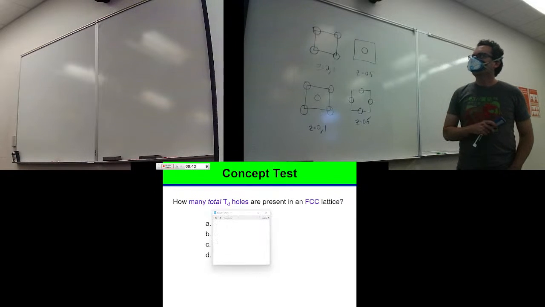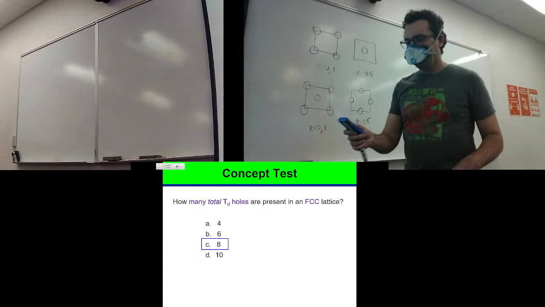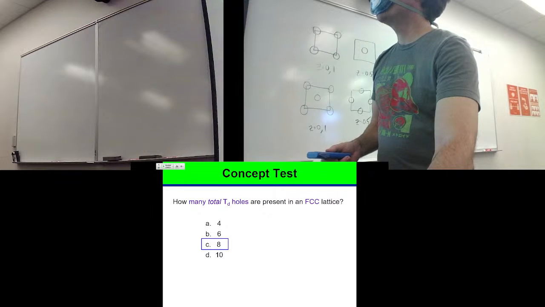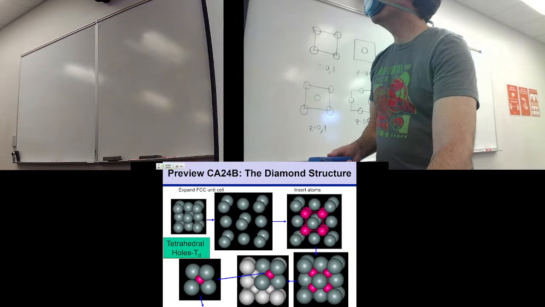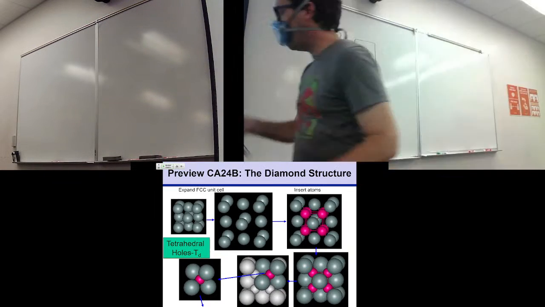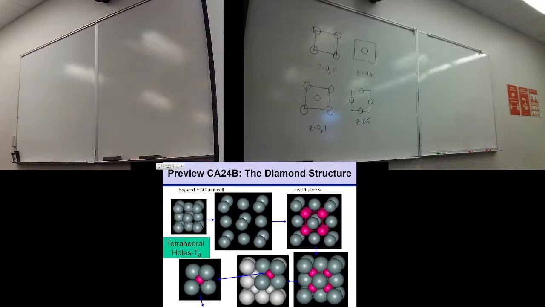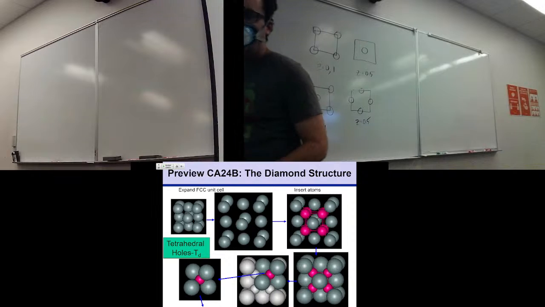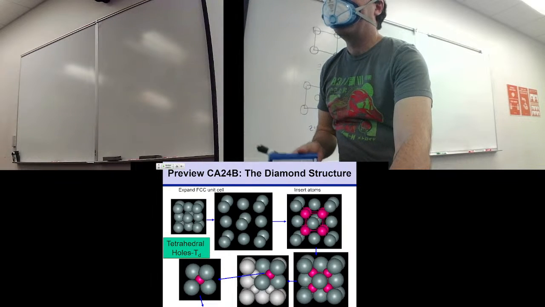All right, so we got a few answers here. The true answer is 8. Okay, so I know that maybe some of us are jumping the gun. In an FCC lattice, there's 8 holes. 1, 2, 3, 4, 5, 6, 7, 8. Not all of them are used sometimes.